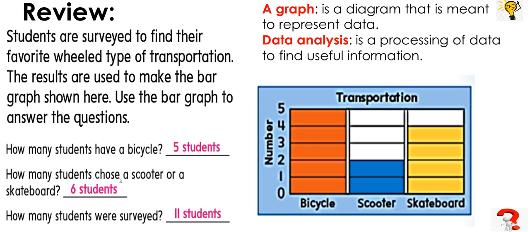How many students chose a scooter or a skateboard? We need to add both of them because they're asking us about a scooter and skateboard. So we have 2 for scooter and 4 for skateboard. We add them up and we get 6 students. How many students were surveyed in all? So we have to add up all of our results. It's 5 for bicycle plus 2 scooter plus 4 skateboard, which gives us a total of 11 students.